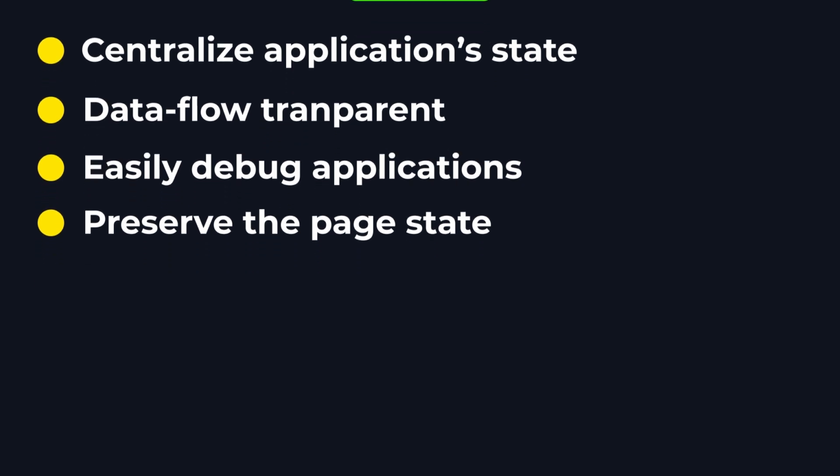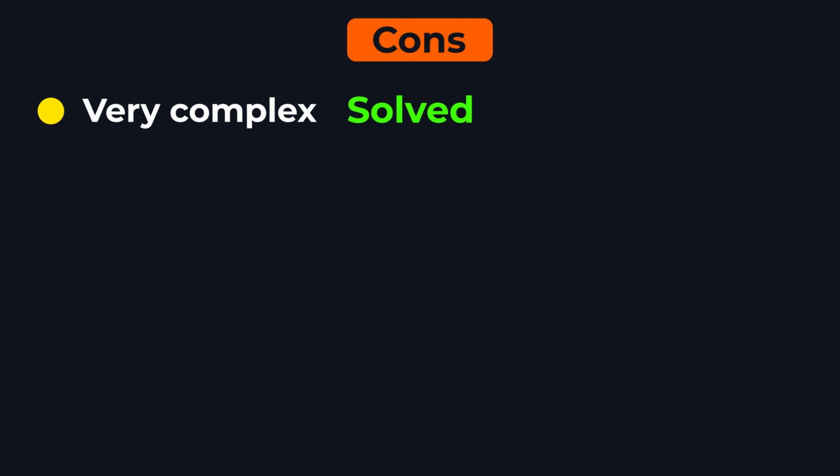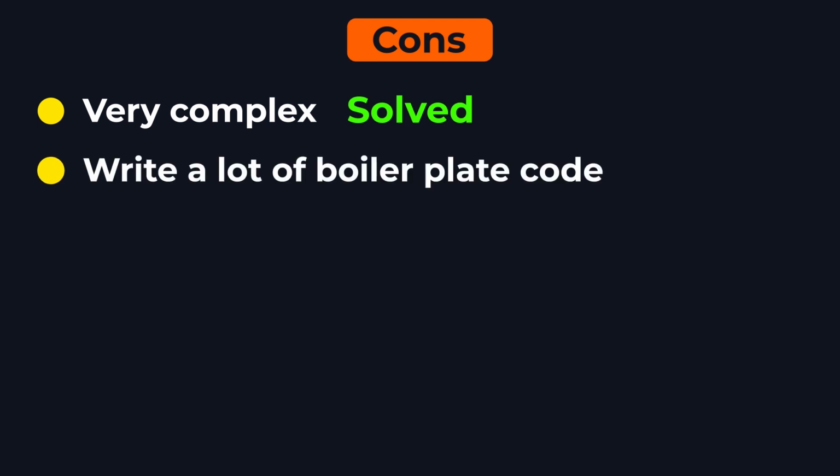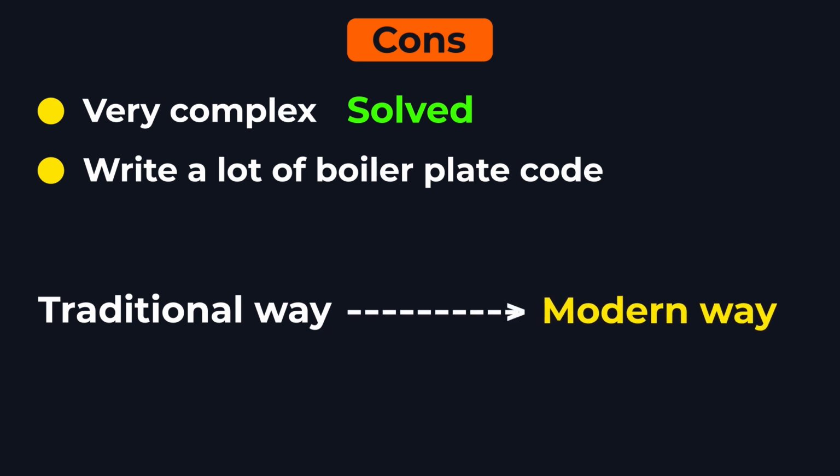Now all advantages come with disadvantages. The first one is that a lot of developers find Redux very complex. But that is not true. I think they find it complex because Redux is based on some functional programming concepts. Don't worry about that, we will see all those concepts soon. Another disadvantage is that with Redux, we have to write a lot of boilerplate code. So in this course, first I will show you the traditional way to write Redux code, and after that, we will write code in the modern way, so you don't need to write a lot of boilerplate.